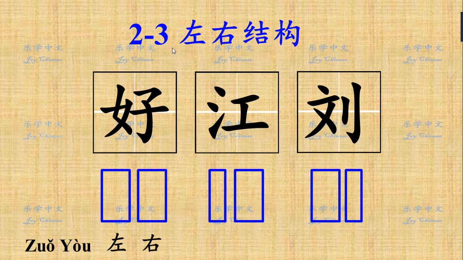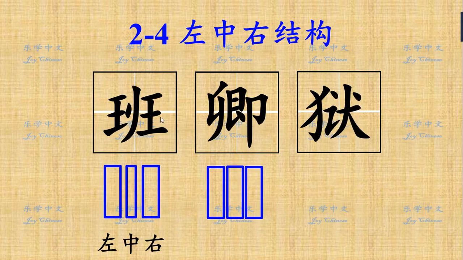The third one is also two parts, but not top and bottom. It is left and right. We call it 左右结构. So this is left and right. As we see, sometimes both parts are equal, the same size. Sometimes left is smaller, and sometimes right is smaller. The small part is the radical. It's a starting point for you to look in the dictionary to find this character. 左右结构.